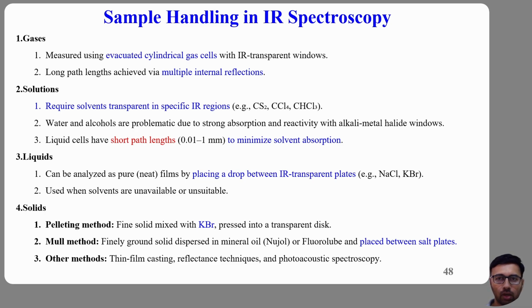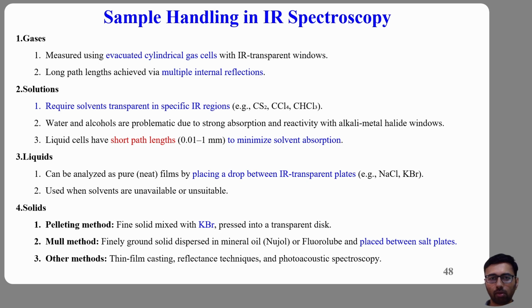To reduce solvent absorption, liquid sample cells are made extremely thin, with typical path lengths of 0.01 to 1 millimeter. Very thin films reduce total solvent absorption while still allowing analyte detection. Now, suppose your sample itself is already a liquid. In that case, you may not need a solvent at all. You simply place a tiny drop of liquid between two salt plates. This is called a neat sample. The liquid spreads into a thin film and the IR passes directly through it. This is one of the fastest and simplest IR preparation methods.